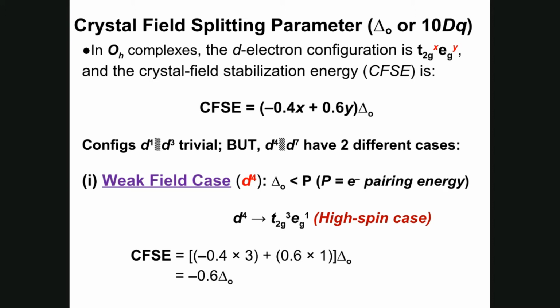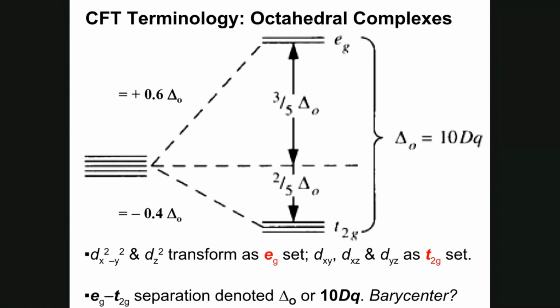So that stabilization energy is driven by the distribution of the electrons in the T2G and the EG set. We have seen in the previous slide that the gap from the T2G to the EG is 10 dq, or delta O. So you've got increases in energy that are characteristic of delta O. Let's go back to the slide I would like to refer to. This is the number we're talking about.